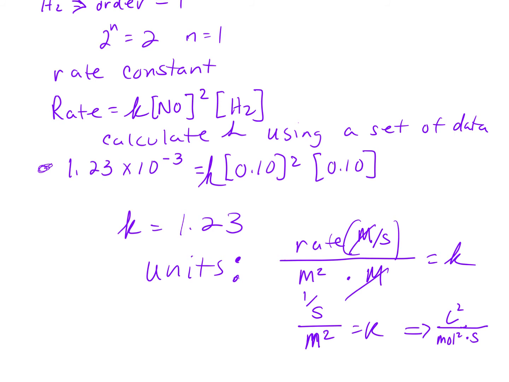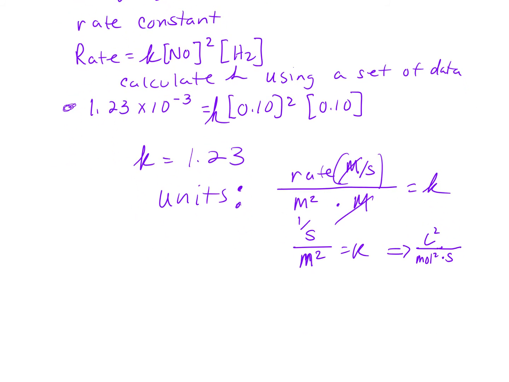Questions on that? Yes? Is it acceptable to write capital M to the negative 2, s to the negative 1? Absolutely. Yeah, this could also be M minus 2, s minus 1. The liter squared is coming from the capital M, moles per liter squared. So it's all in there. That's why it is kind of nice to write capital M minus 2. Other questions? Okay.